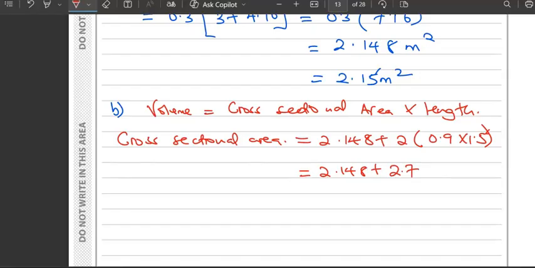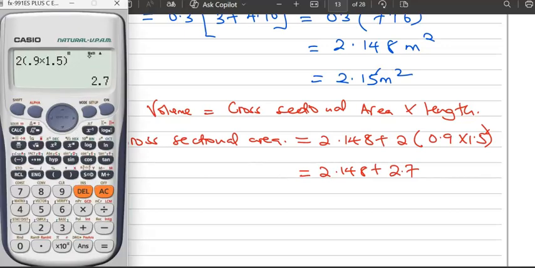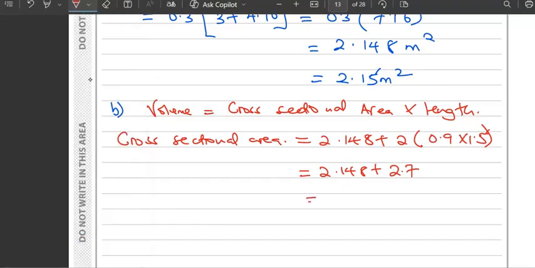And what is 2.148? So we'll have answer plus 2.148. What does it give you? It gives you 4 point. So your solution here, the area of the cross section is simply 4.848 square meters.